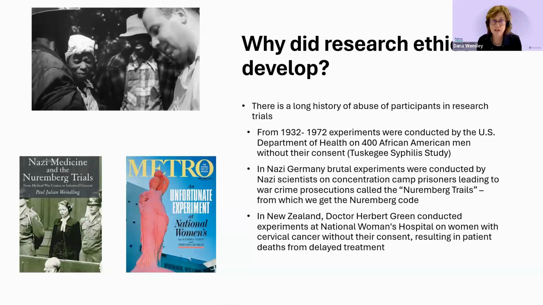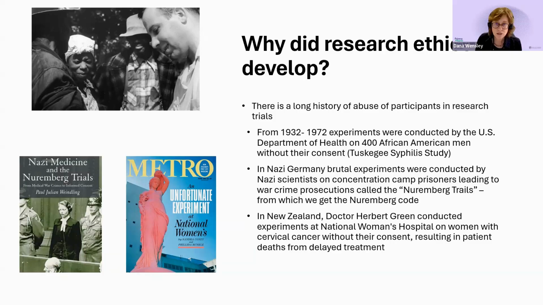Now, why did research ethics develop? Some of you might know, but for those of you that don't, there's actually a long and unfortunate history of abuse of participants in research trials. From 1932 to 1972, experiments were conducted by the US Department of Health on 400 African American men without their consent, called the Tuskegee Syphilis Study.